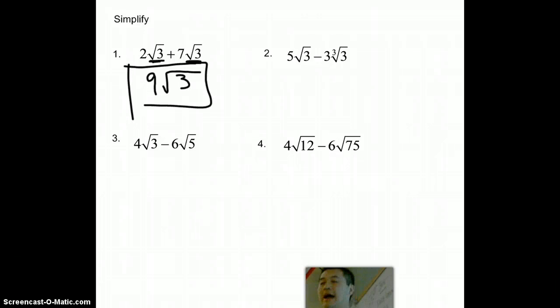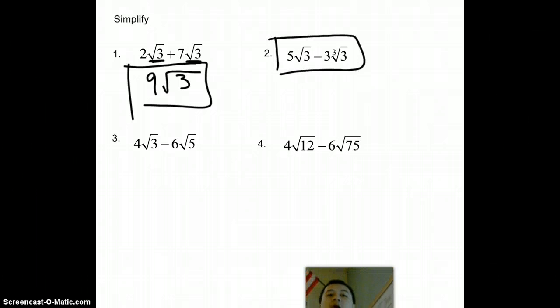Over here, take a look. Are these the same thing? They're not the same thing. This is a square root and this is a cube root. So can you add these together? No, you can't. You don't do anything. That's the answer. Therefore, that's it. It's not no solution, that's the solution.